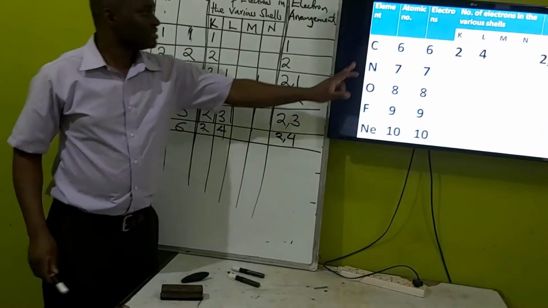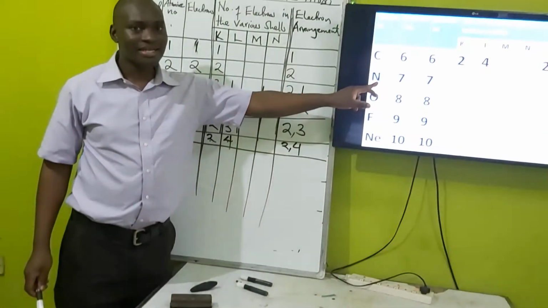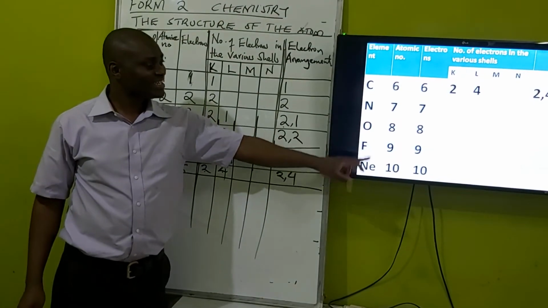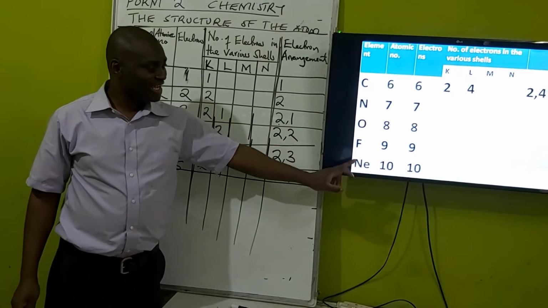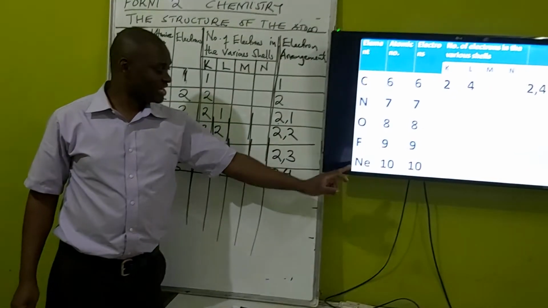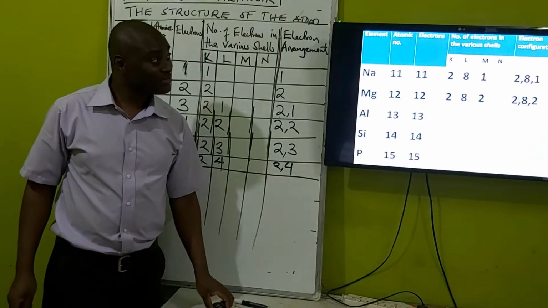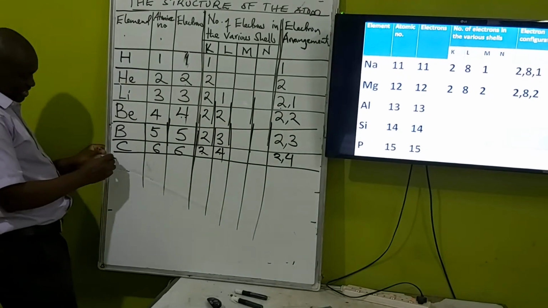So make sure you do for nitrogen, the same thing. Oxygen, same thing. Fluorine, you fill in. Neon, you fill in up to where you have there. The second part of the table, sodium. I will do the one for sodium.